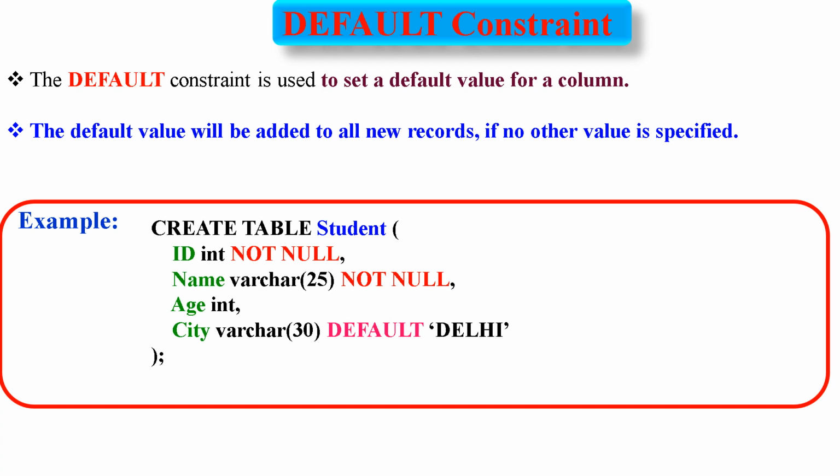The create table statement creates a table named student with 4 columns, ID, name, age, and city. The ID and name columns are required and cannot contain null values. The age column can contain null values. The city column, if not specified during an insert operation, will default to Delhi. This table structure is suitable for storing information about students, including their ID, name, age, and city of residence.